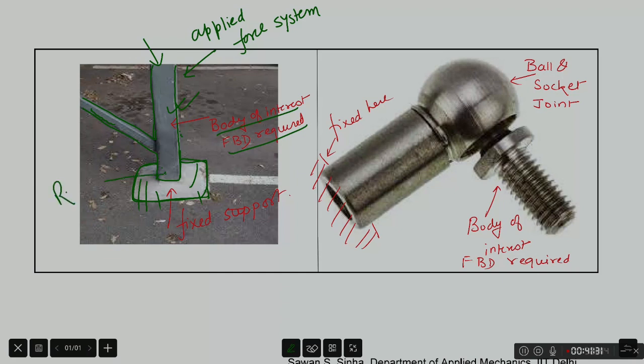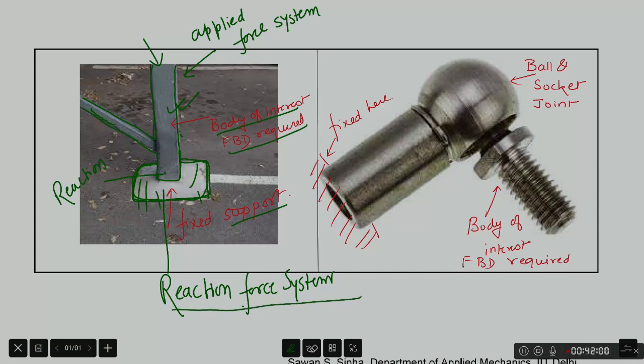This reaction force system is generated by this support. So this is called a support. It is a support for the rigid body, and every support is capable of generating some reaction force system. We need to identify that reaction force system and put it on our free body diagram of this object before we can proceed ahead and use Euler's axiom.